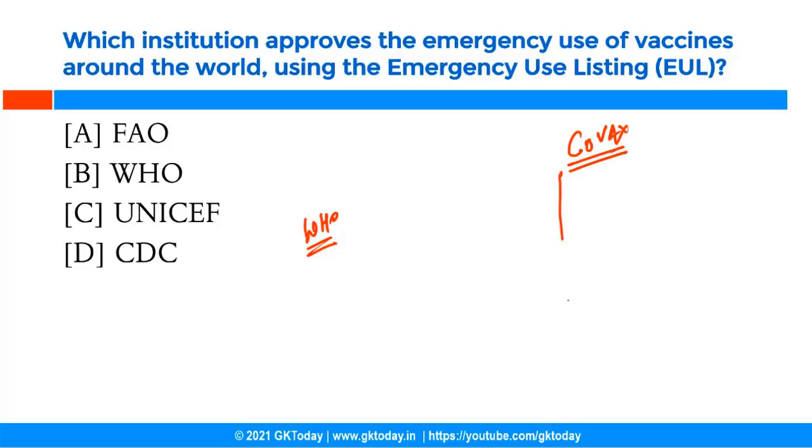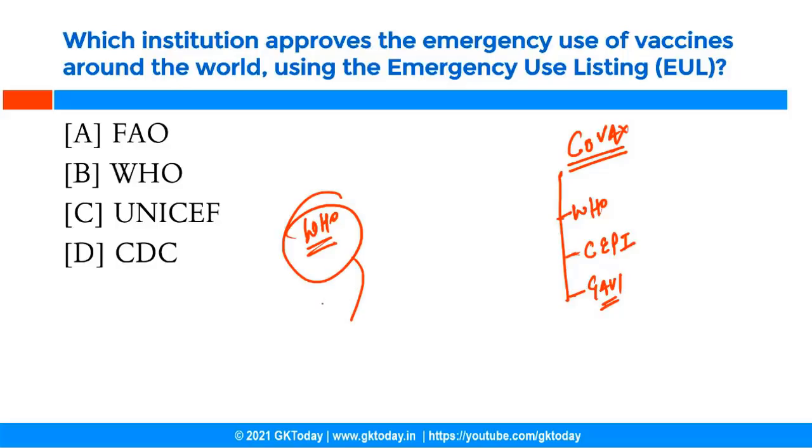So in this alliance, there are 3 major partners. One is WHO, second is CEPI, that is Coalition for Epidemic Preparedness Innovations, and third is Gavi, that is Global Vaccine Alliance. Now recently, WHO was also in news because it has given the approval for emergency use of COVID-19 vaccine by Moderna under this EUL mechanism.